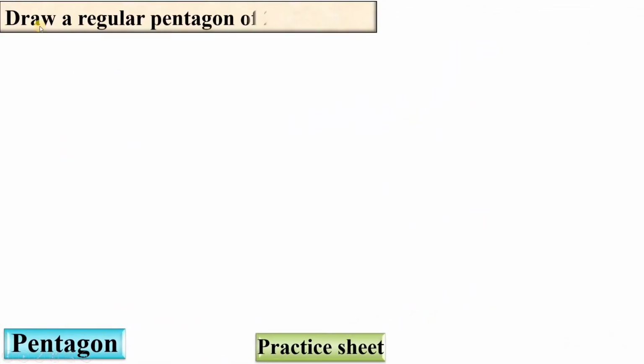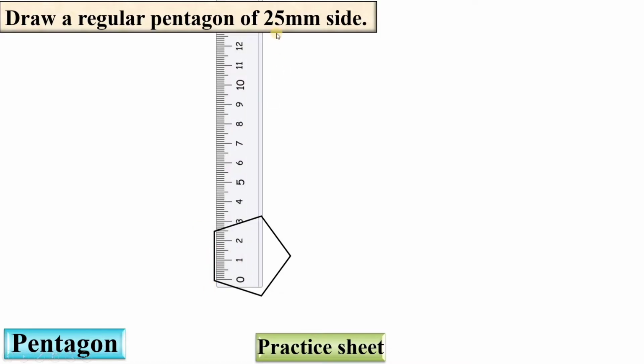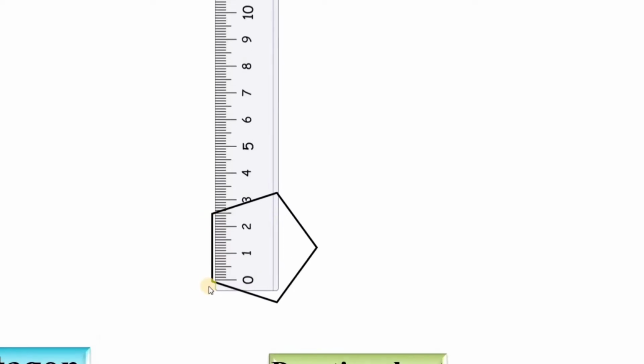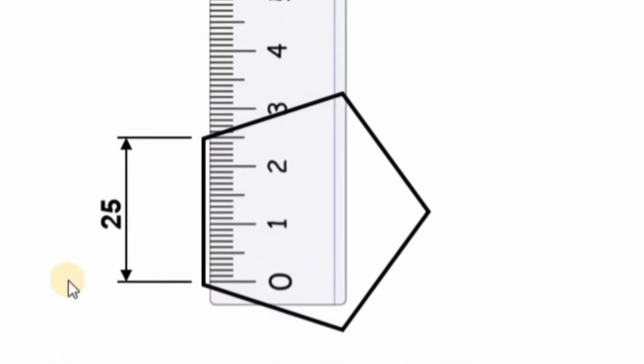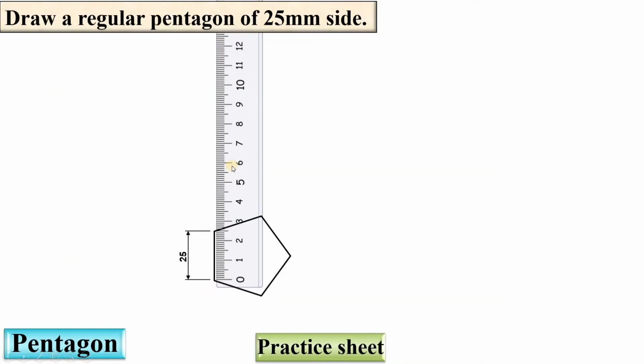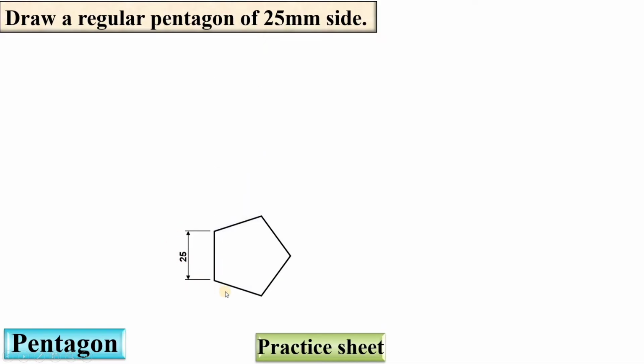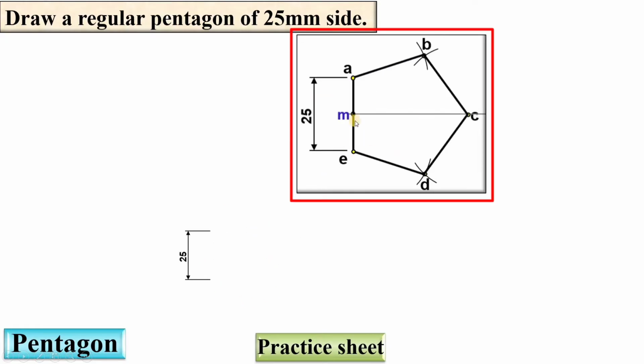Let's first see the description, or the data. Draw a regular pentagon of 25 mm side. This is the pentagon that you are going to draw with the help of the instrument. Here the length is given to you as 25 mm. This length is mentioned in the description, so you have to mention it in the drawing also. Now let's see how you can draw this pentagon with the help of the instrument. So this is our output.